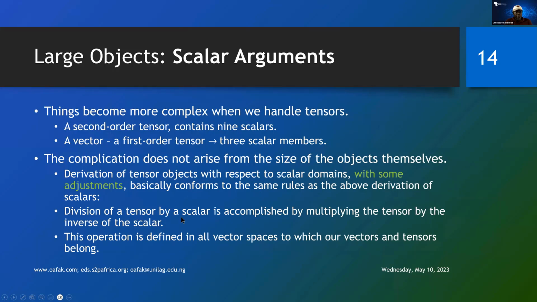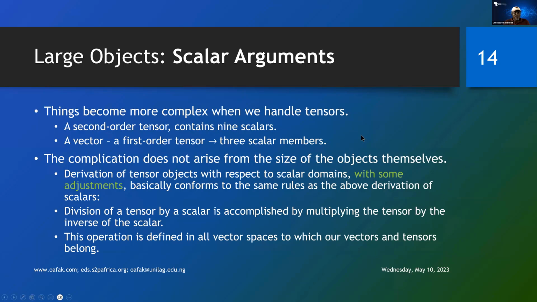Division of a tensor by a scalar is accomplished by multiplying the tensor by the inverse of the scalar. So if you want to divide this tensor by 2, multiply that tensor by half. That is, you have done the division. You want to divide a tensor by 10, multiply that tensor by 1 over 10. The same thing. This operation is defined in all vector spaces to which our vectors and tensors belong.